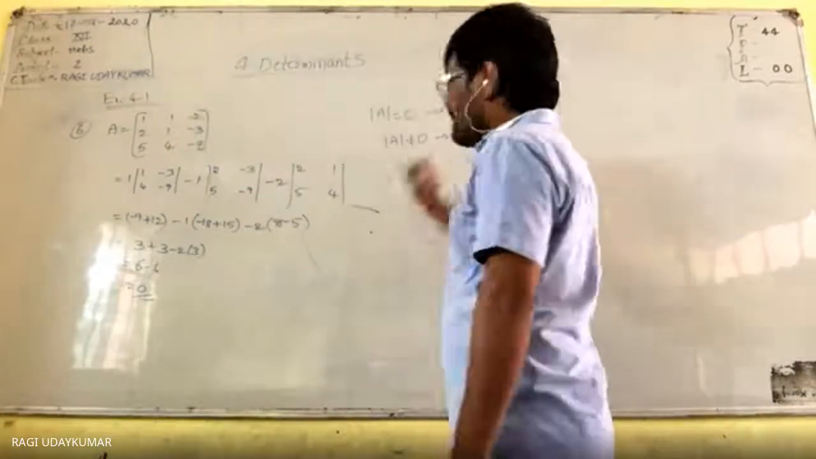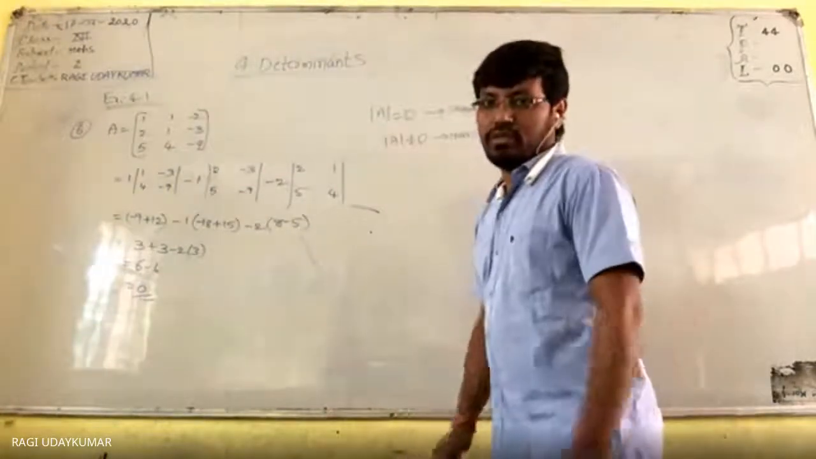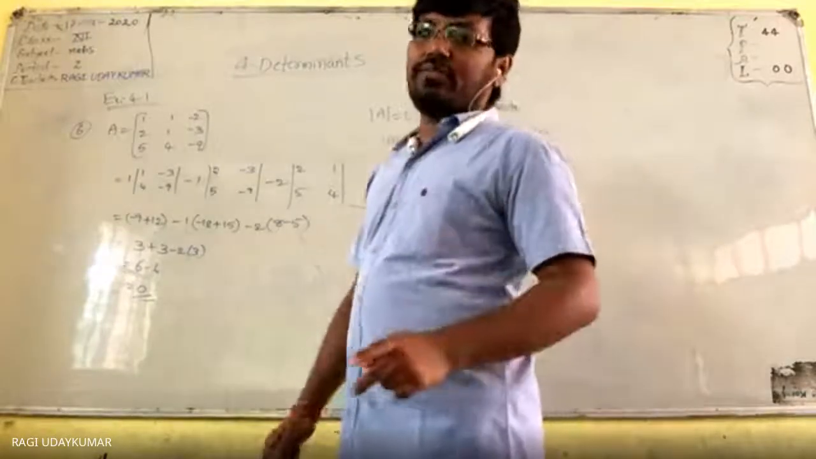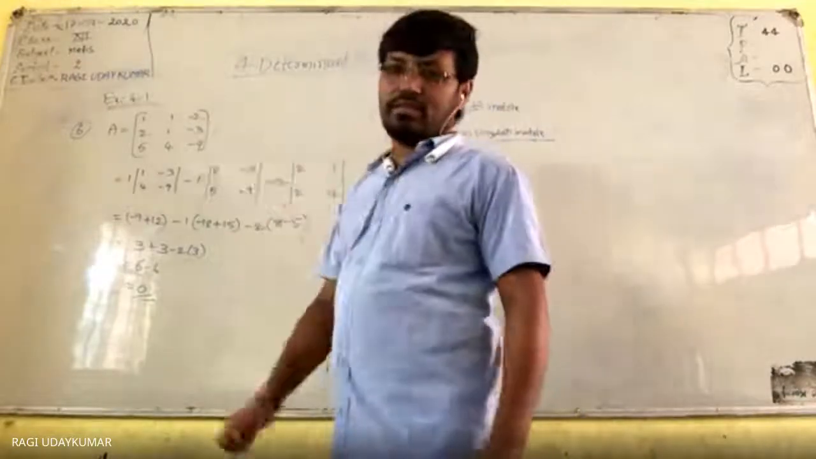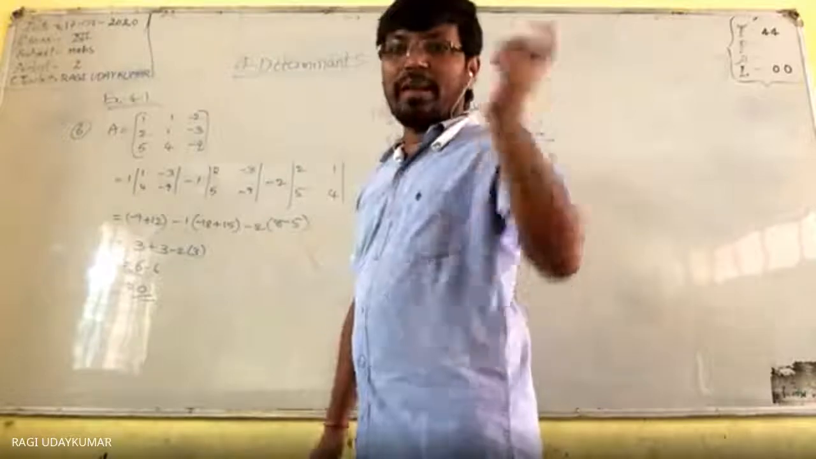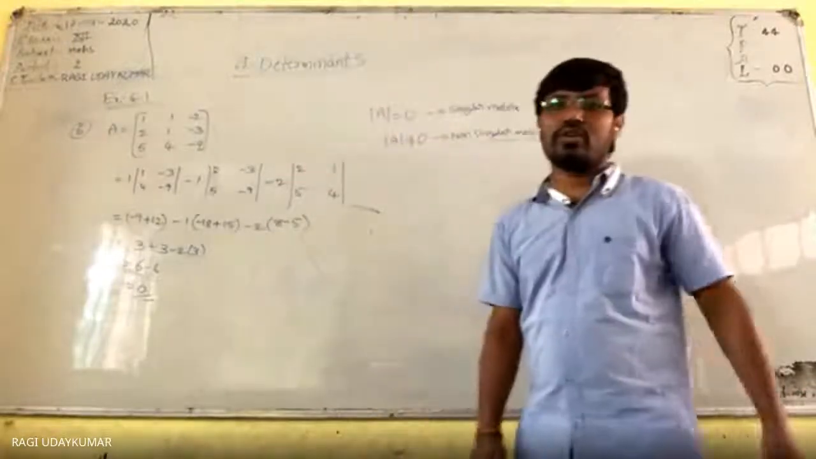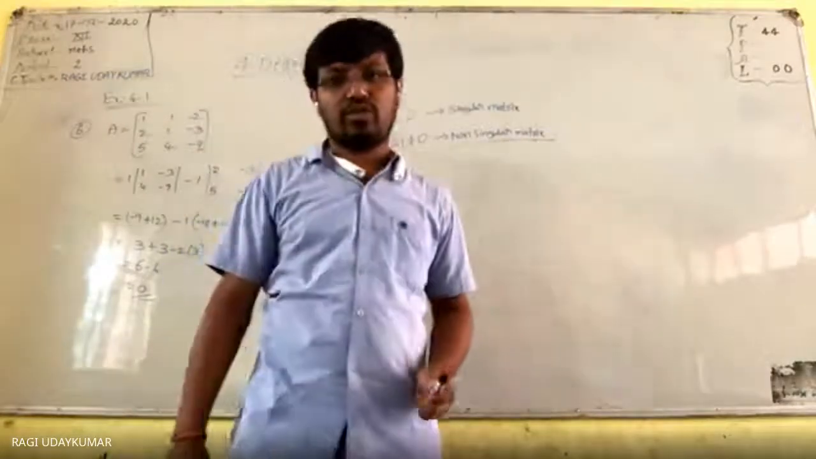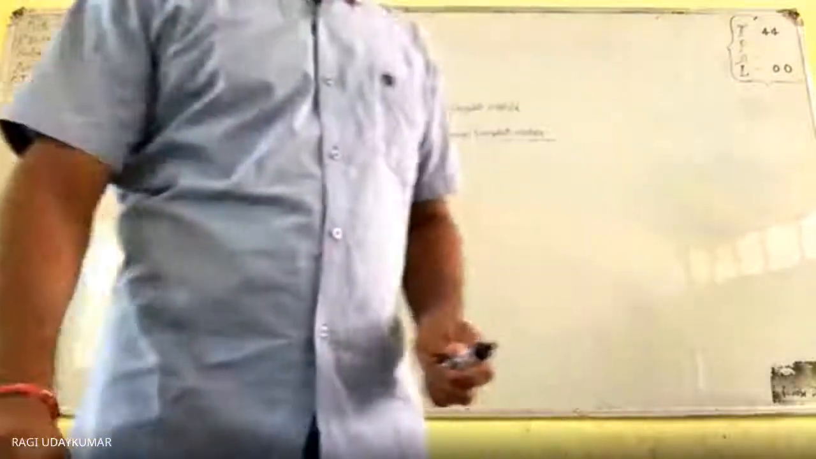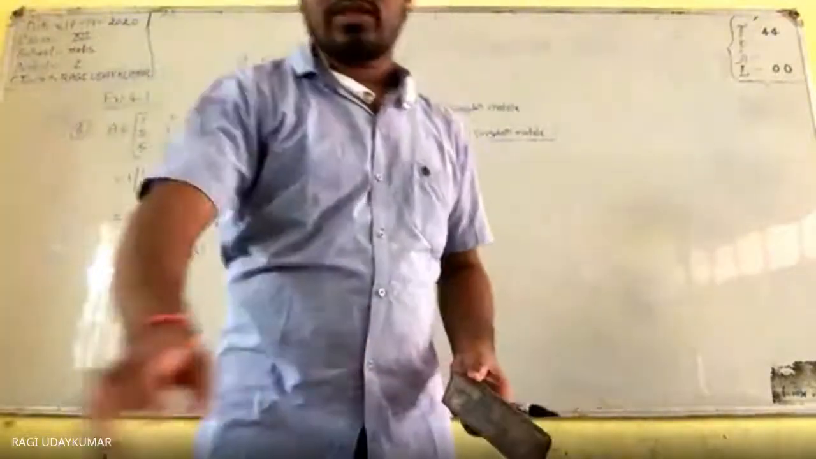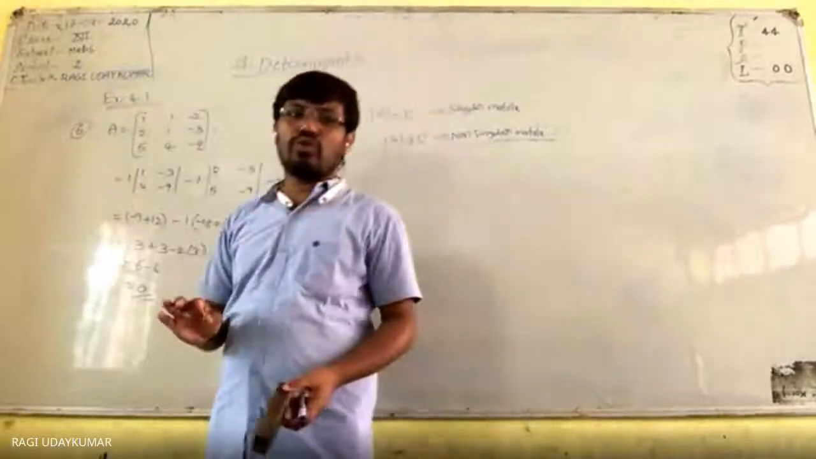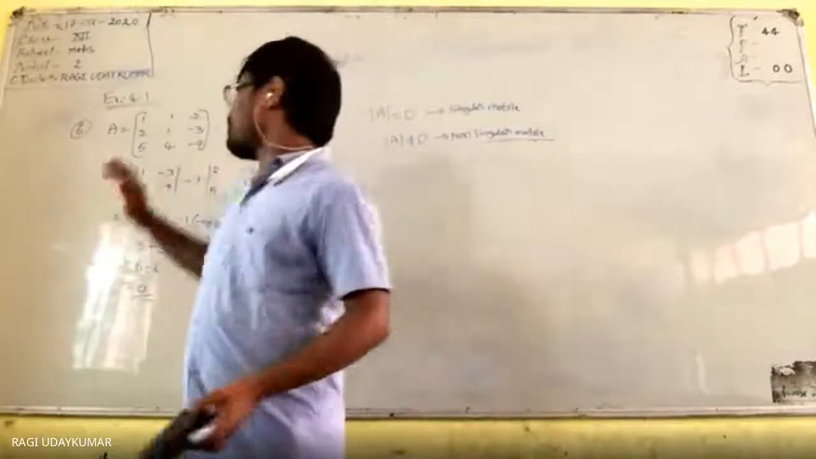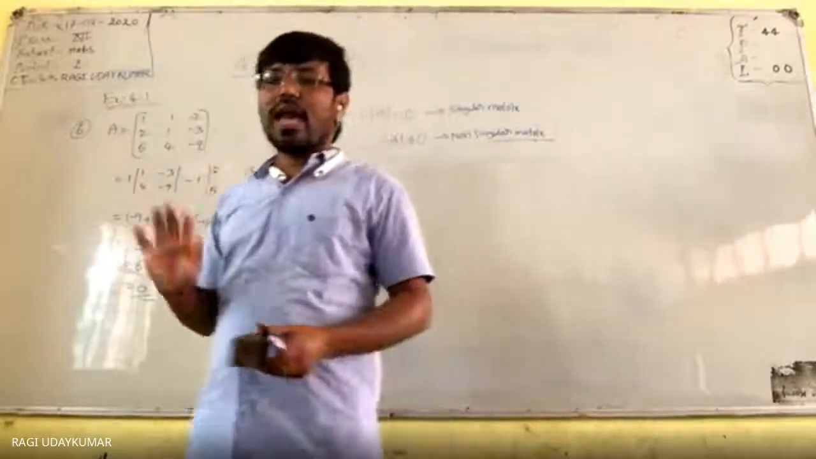So if a matrix is non-singular only, its inverse you can find out. You try to find the inverse of this matrix, you will never find. Even using elementary transformations, what we learned in the previous class, you cannot find the inverse of this matrix. The inverse does not exist for a matrix whose determinant is equal to 0. All the matrices will not have the inverse.